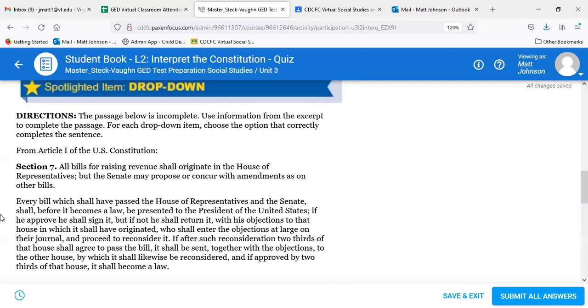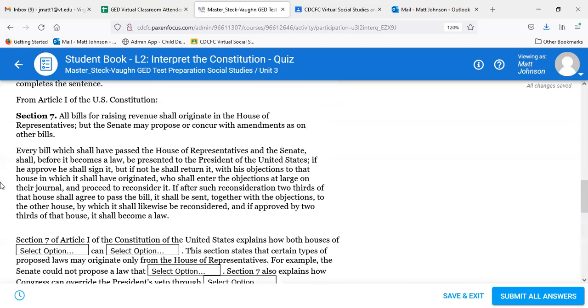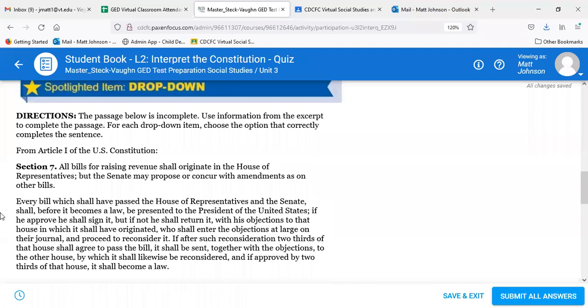Okay, and we are going to run into our drop down boxes now. So I'll go ahead and read the paragraph here, and then we'll swap out reading some of the drop down box. As I mentioned, right, there's different articles and different sections. It's all broken up. So in Article 1 of the U.S. Constitution, under Section 7, it says that all bills for raising revenue shall originate in the House of Representatives, but the Senate may propose or concur with amendments as on other bills.